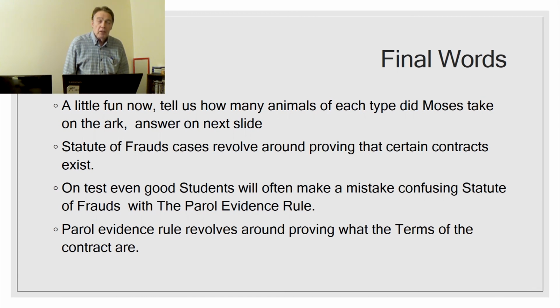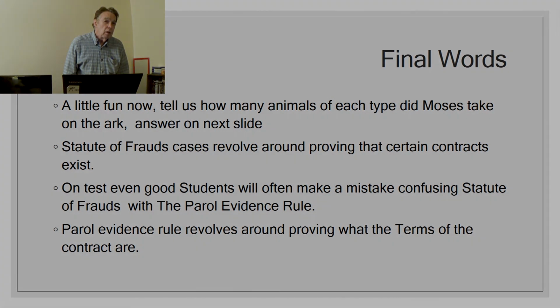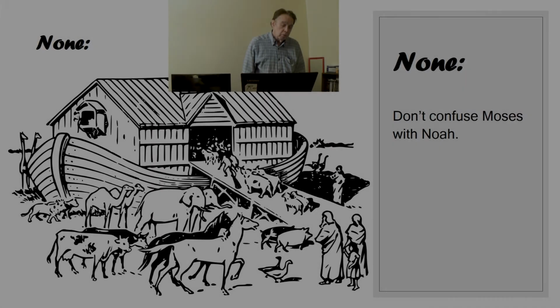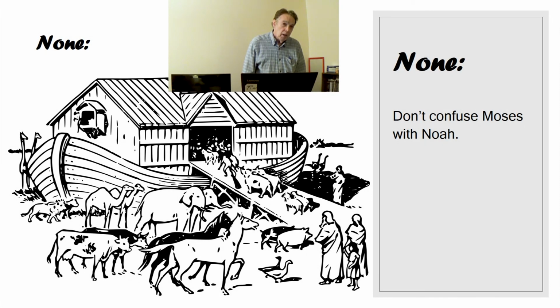Why do they do that? I think it's maybe in some cases for the same reason that they get confused by the joke that I just told. How many animals did Moses take on the ark? You know, it wasn't Moses. It was Noah. And so the answer to that was he took no animals on the ark. He wasn't on the ark. You know, he parted the Red Sea.